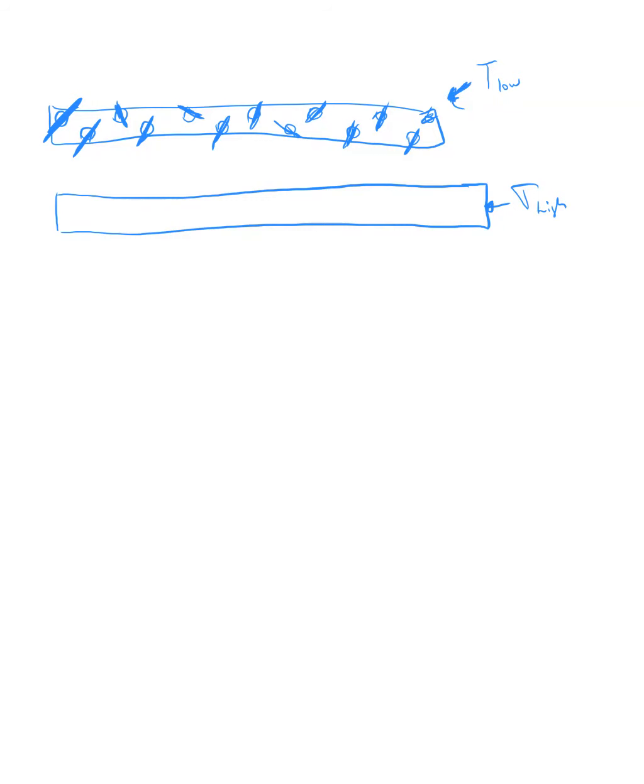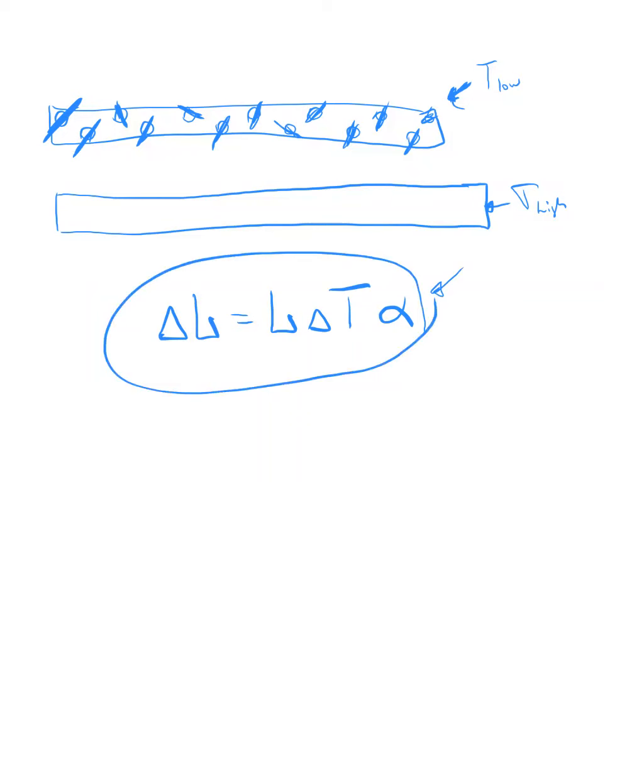The formula for this is that the change in length is equal to the original length times the change in temperature times the coefficient of thermal expansion. So let's look at this formula and see what it means. Basically, what this formula tells you is that longer objects will get more delta L. The more you increase temperature, the more change in length you get.